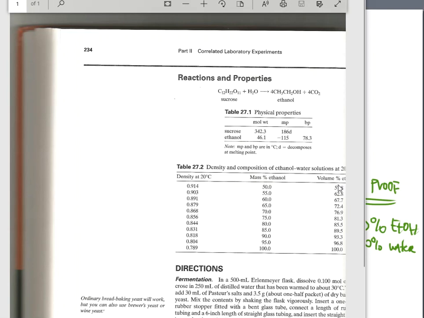So instead of weight, they're taking the milliliters of alcohol that's present, dividing it by the total volume, and that's giving you the volume percent of the alcohol that you have in your sample.